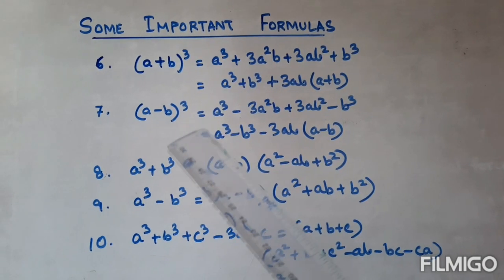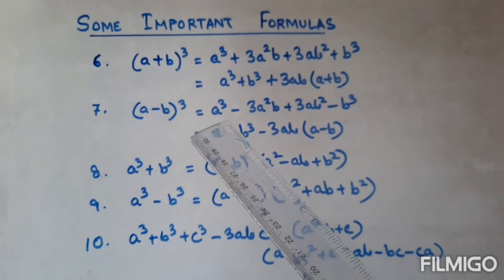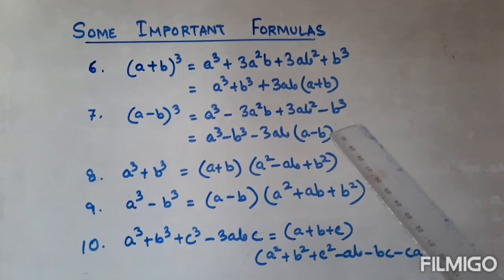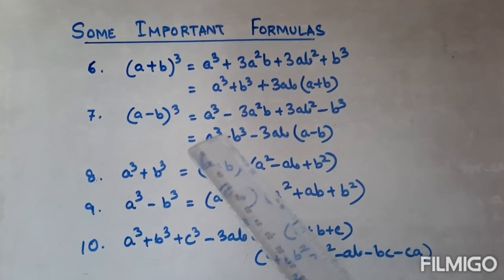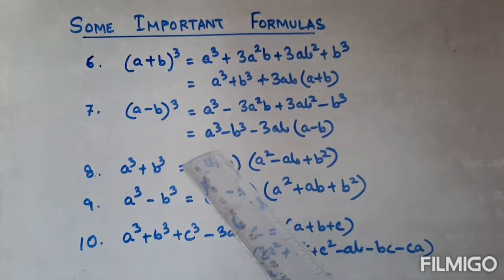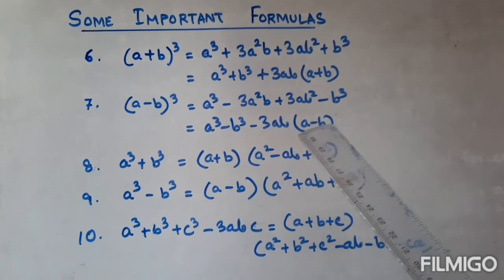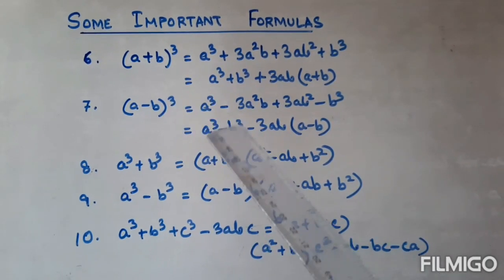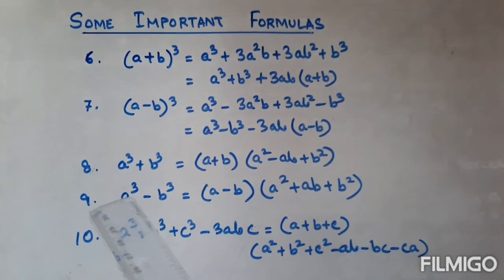(a minus b) whole cube is equal to a cube minus 3a square b plus 3ab square minus b cube. We need to know the other formula also: a cube minus b cube minus 3ab into (a minus b). For this too we need two formulas to remember.